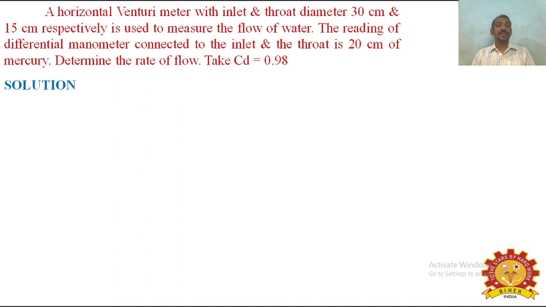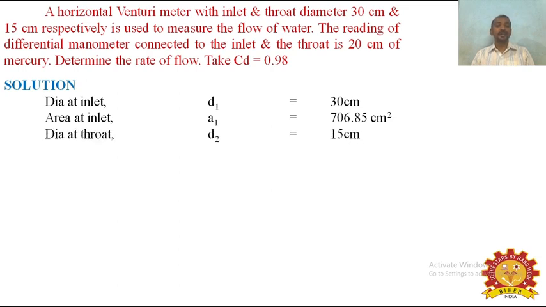So first I have to write the given data. Diameter of the pipe at inlet D1 is equal to 30 centimeter, and area of that pipe is pi by 4 d square. Finally we get the value 706.85 centimeter square. Then the diameter of the throat D2 is equal to 15 centimeter. Then area of the throat A2 is equal to 176.7 centimeter square. Then the coefficient of discharge is 0.98.